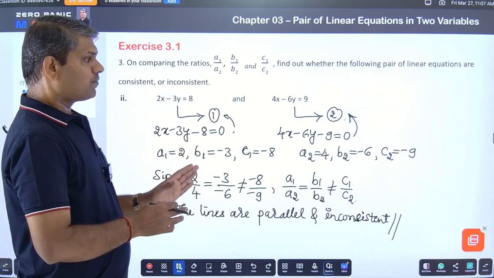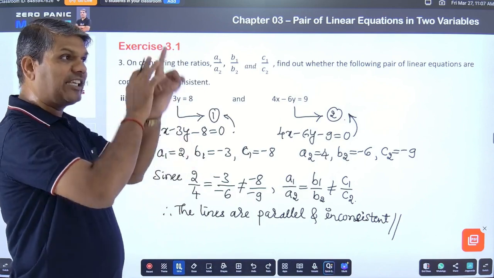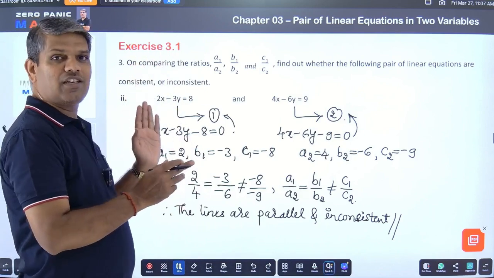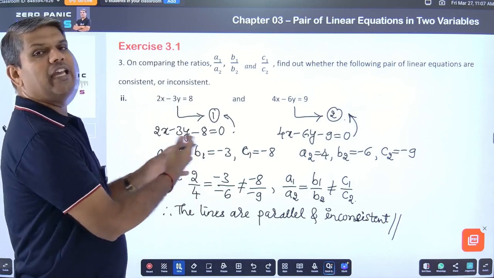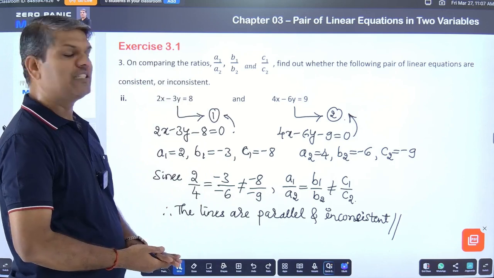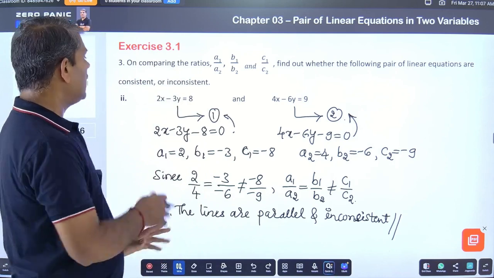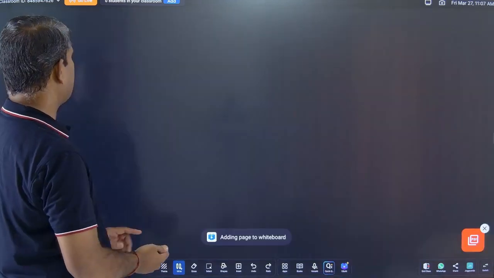So you need knowledge of that table that we discussed in the last session to quickly identify the solution for these kinds of problems. Okay, let us move to the next question quickly.